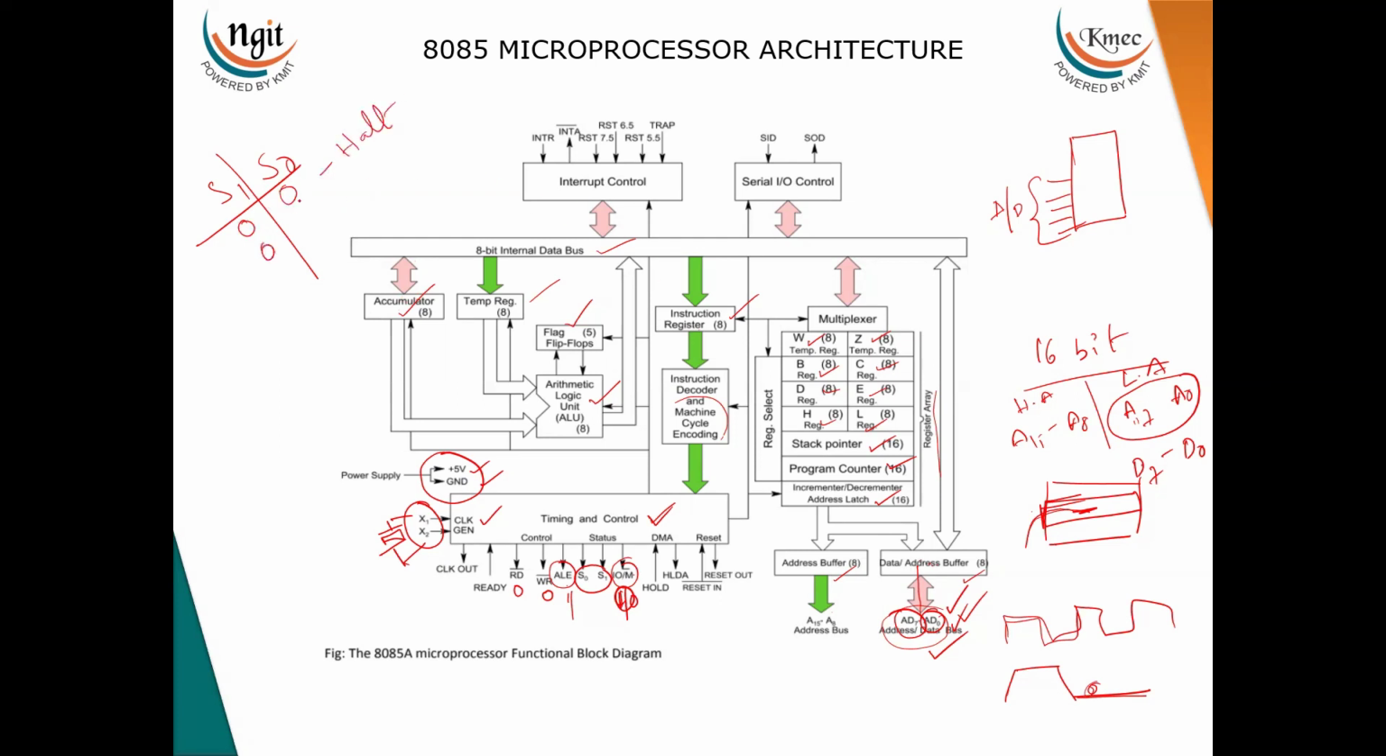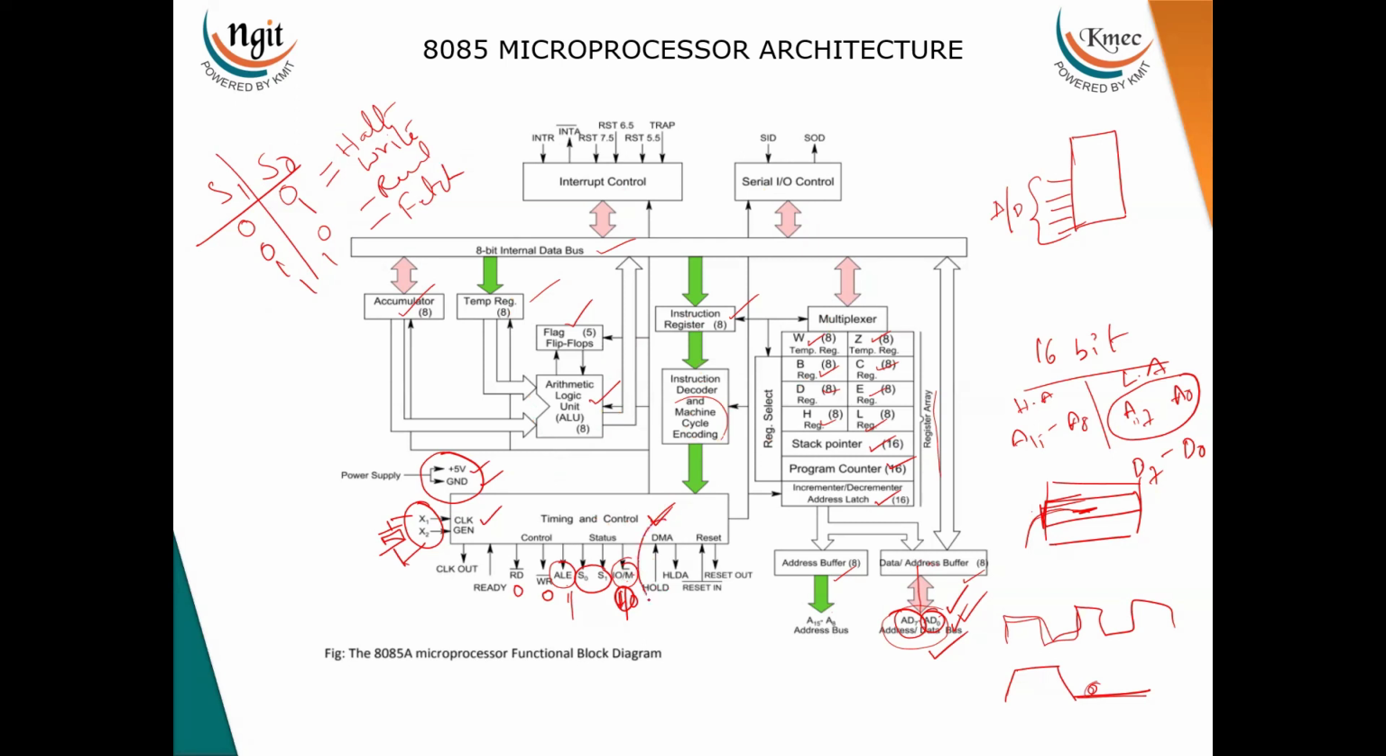0, 1 means write operation. 1, 0 means read operation. 1, 1 means fetching is taking place. So depending upon these bits, we can get the information about the status of the microprocessor. So this is about S0 and S1. And already I have explained the IO/M bar.